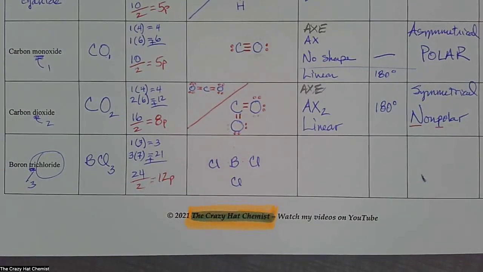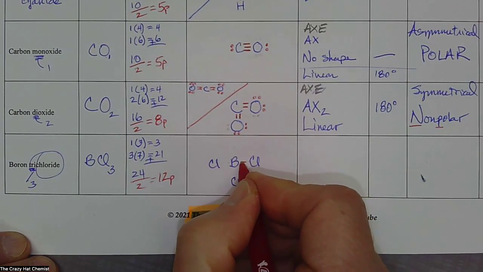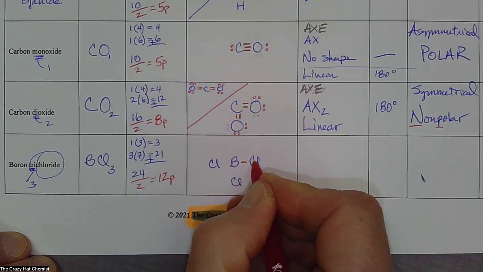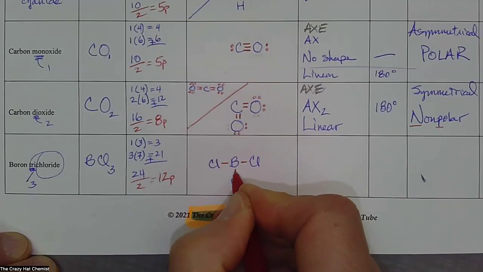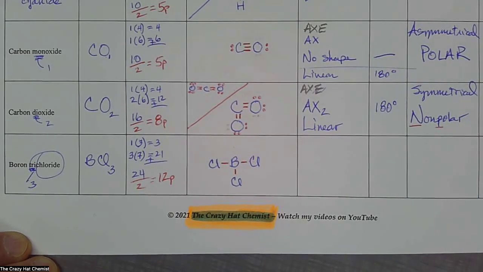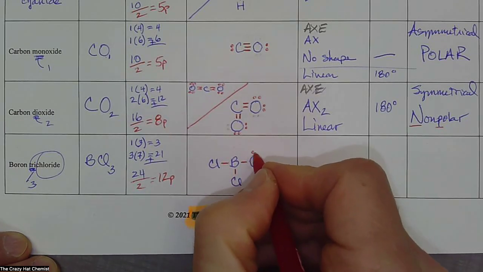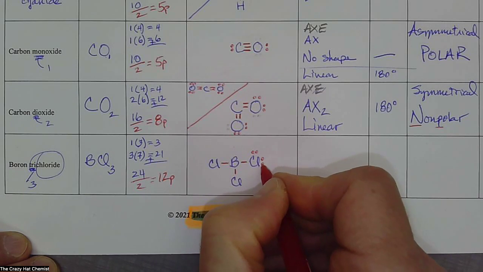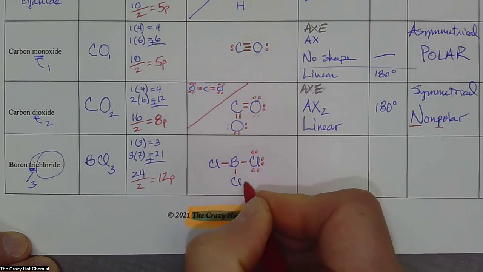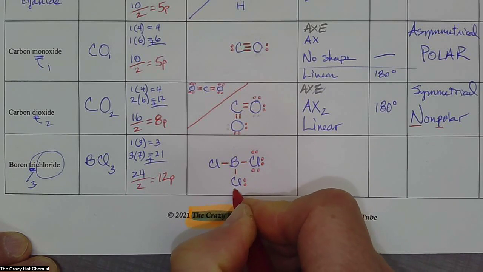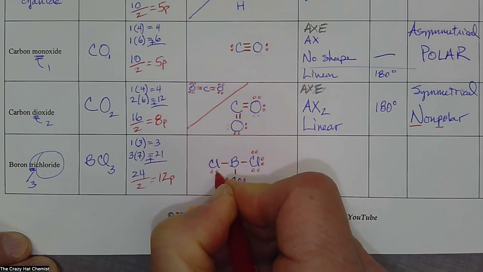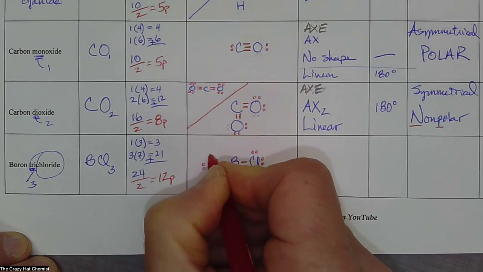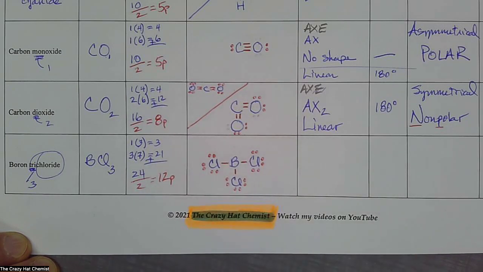Got 12 pairs of electrons to place. So the rule is central element, outside element, central element, outside element, central element, outside element. That's 1, 2, 3 pairs of electrons so far. Then I'm going to place lone pairs on the outside element. So that's 1, 2, 3, 4, 5, 6, 7, 8, 9, 10, 11, 12 pair.